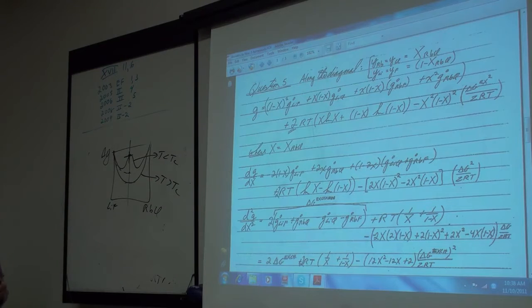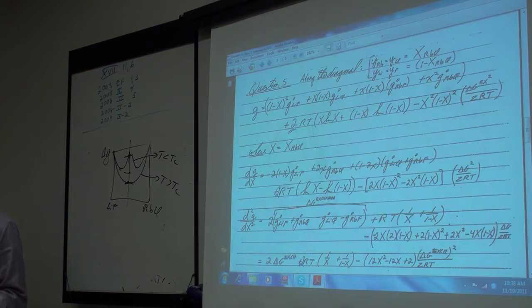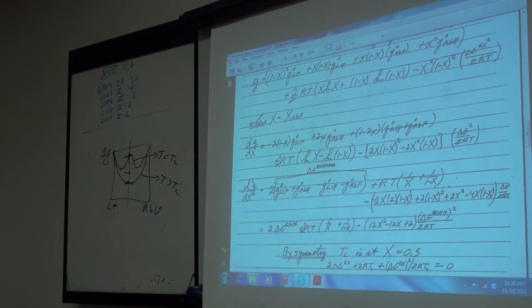T equals T critical at the point where the second derivative equals 0 at the maximum point, which is, of course, 50% in this. So I take the first derivative of this thing, and I get this. I take the second derivative of that, and I end up with all this. And that has to be equal to 0. By symmetry, as I said, T critical has to be at x is 0.5. This equation is perfectly symmetrical with respect to x, and 1 minus x is no different. So T critical is at x is 0.5.